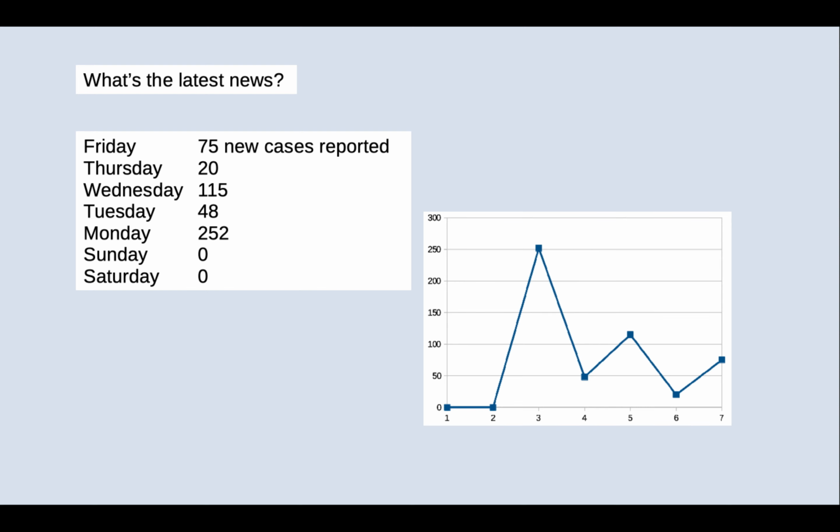The problem is the new cases are what they call noisy data. There's a lot of variability in the cases that are reported. First of all, the state has decided, and this is fair, to take Saturday and Sunday off. So they don't report any cases on the weekend, and then on Monday we always have a large number that represents the cases from Saturday, Sunday, Monday.